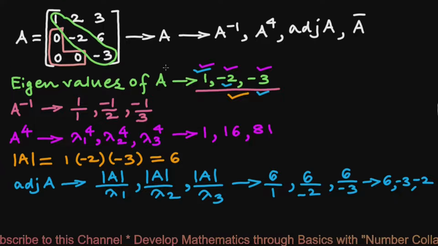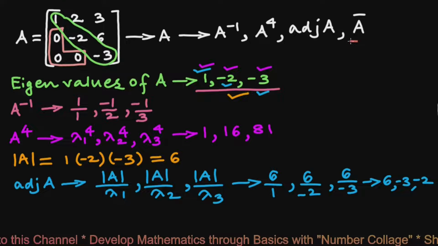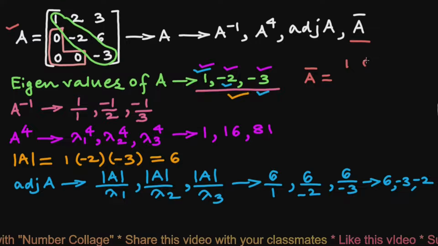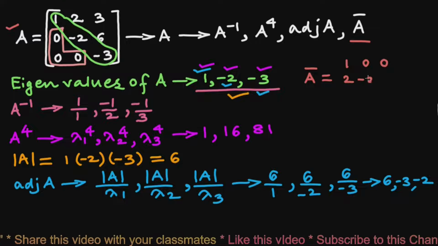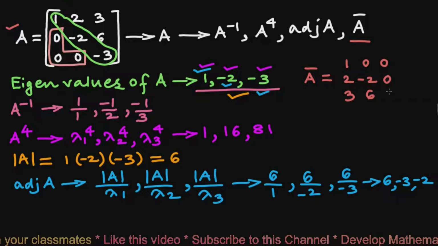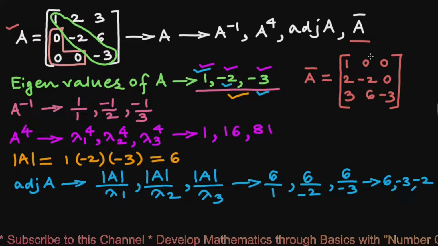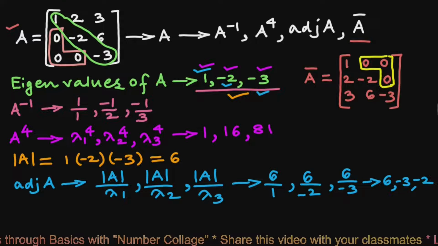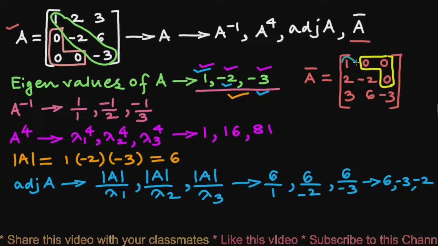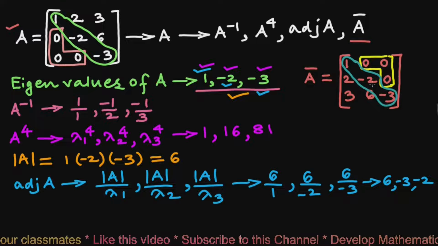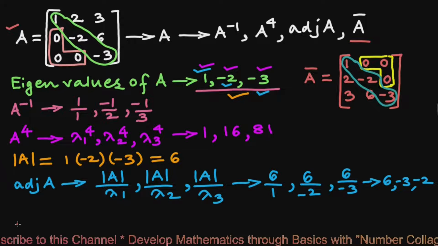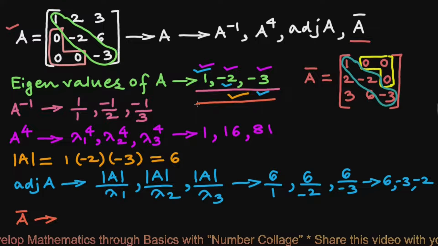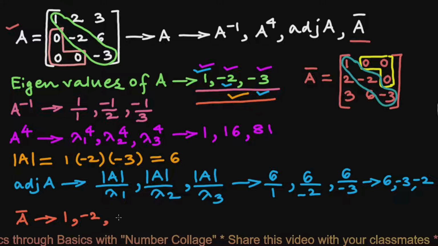And finally, the eigenvalues of A bar, that is transpose of matrix A, that will be 1, 0, 0, 2, minus 2, 0, 3, 6, minus 3, which is a lower triangular matrix. Therefore, its eigenvalues will be same as its diagonal elements 1, minus 2, minus 3. So, the eigenvalues of matrix A bar will be same as these eigenvalues 1, minus 2, minus 3.